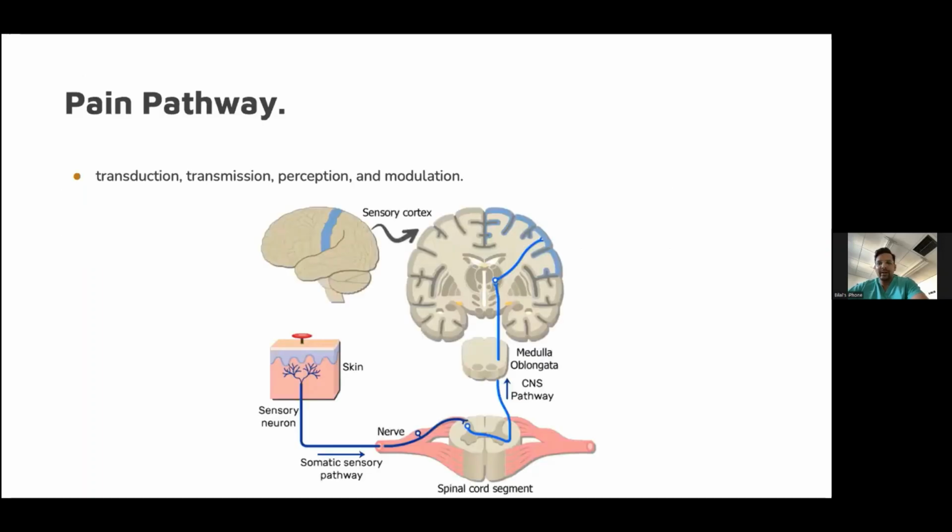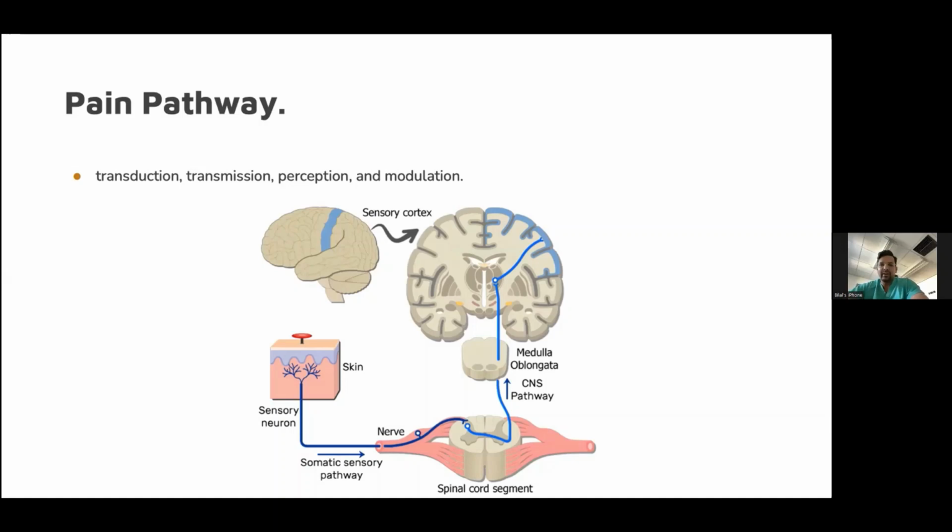So this is the pain pathway. The pathway starts from the nociceptors, for example on the skin, and the first physiological process there is transduction, as I have mentioned in my slide. The pain is then transmitted from those nociceptors via sensory neurons, via the somatic sensory pathway, to the spinal cord. A second order neuron starts from the spinal cord, decussates towards the opposite side, and goes into the lateral spinothalamic tracts. Those second order neurons decussate in the medulla, and then it goes to the higher brain centers via third order neurons. So this is the whole pain pathway.